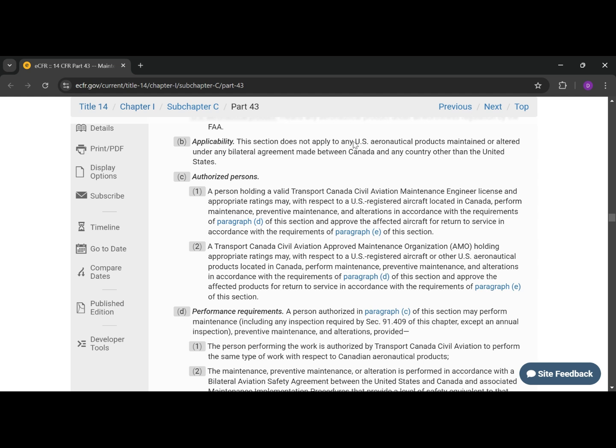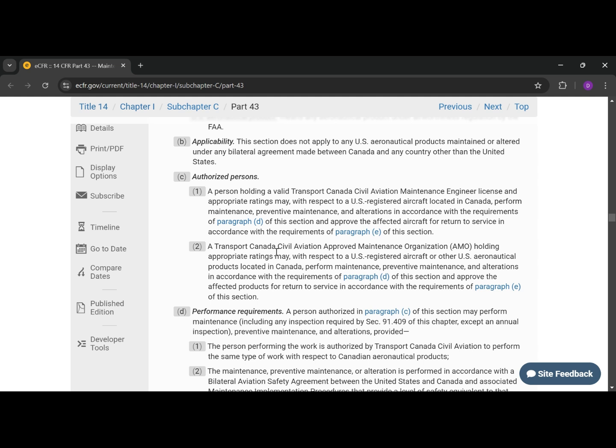So in this section here, the AME in Canada is pretty much equivalent to an AMP in the United States. So they're saying if you're in Canada and you hold an AME, Aviation Maintenance Engineer license, then you can perform maintenance on an aircraft registered in the United States, and you can perform maintenance. So that's the explanation for that.